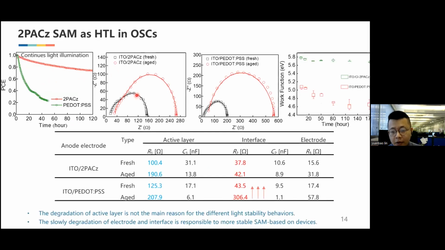We used EIS to detect the fresh device and the aged device. The interface resistance of the SAM-based device is more stable as compared to the PEDOT:PSS. This should be because PEDOT:PSS is an acidic material, so it causes degradation of the ITO during the aging test. We also checked the work function of the ITO/2PACz, ITO/SAMs, and ITO/PSS. The ITO/SAM is more stable than the ITO/PSS.